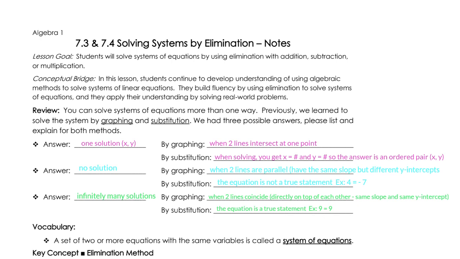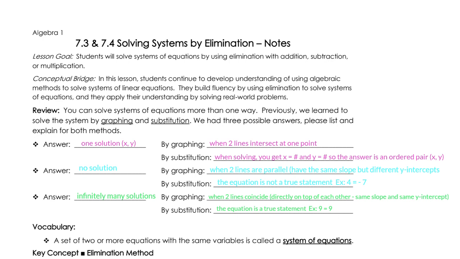For this video, we will be talking about sections 7.3 and 7.4. Both of them consist of solving systems by elimination. So we will start out by using addition and subtraction, and then we will move into using multiplication to solve systems by elimination. To review really quick, we have learned two methods so far.